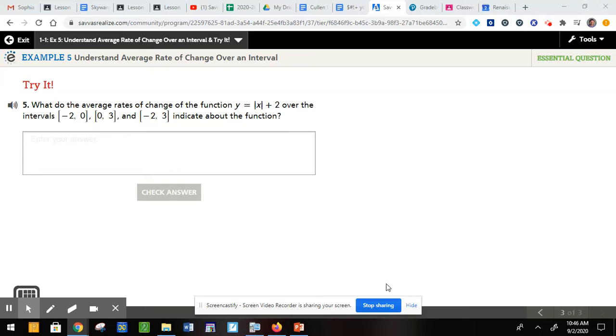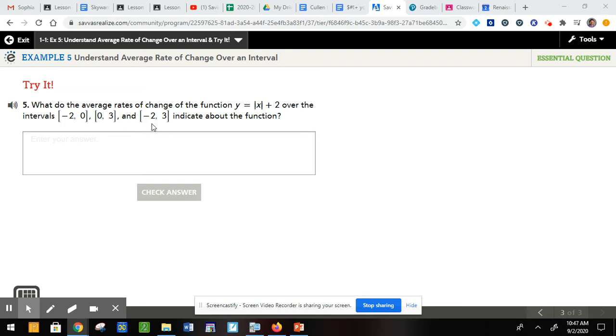Okay, so let's talk about this question a little more specifically. So -2, 0, written in brackets like this, when it's called an interval, is just talking about the x values. And then this is asking what are the average rates of change of the function? Well, y equals absolute value of x plus 2 is the function. The intervals are the x values that we're going to look at.